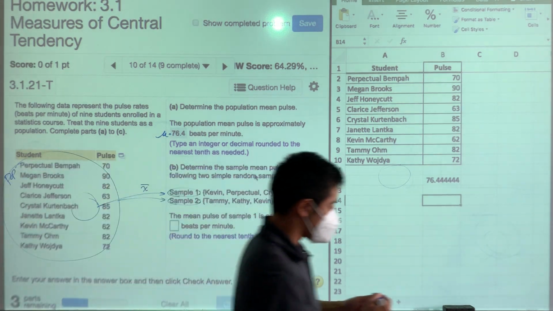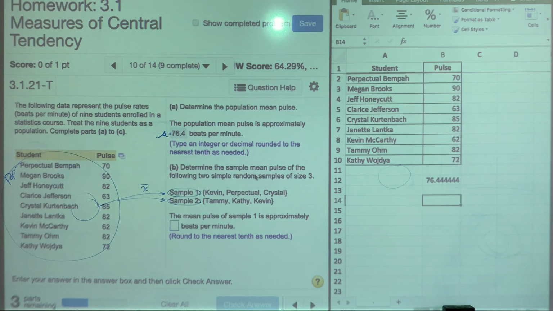Okay. So let's do the first sample. They want Kevin, Perpetual, and Crystal. So equals average, and watch how I do this one. I still draw upon the average, and you guys can do this on a calculator. You don't have to do it on Excel. I just do it on Excel because one, it's easy to see. Two, you might use it later. Being able to use Excel is a valuable skill in general. And three, my calculator camera is filming, so I don't have a calculator.